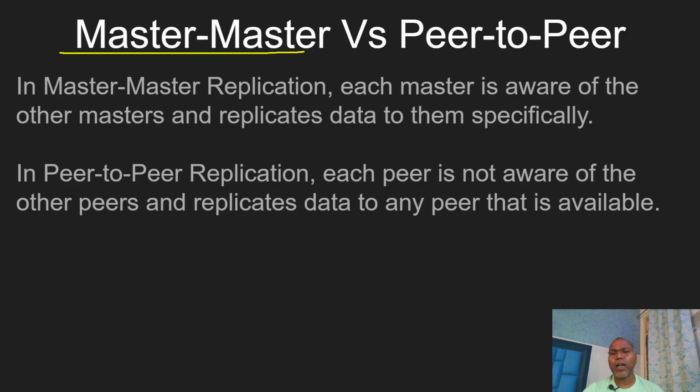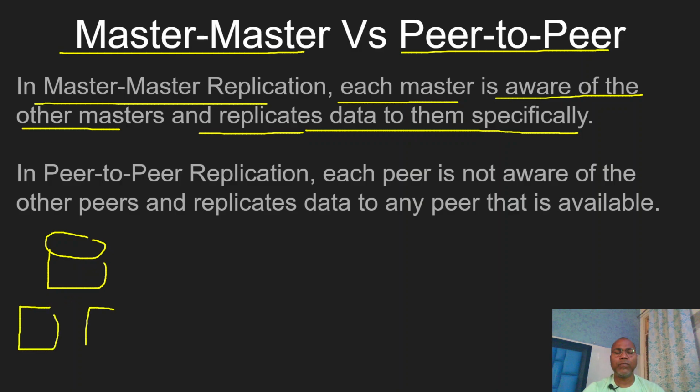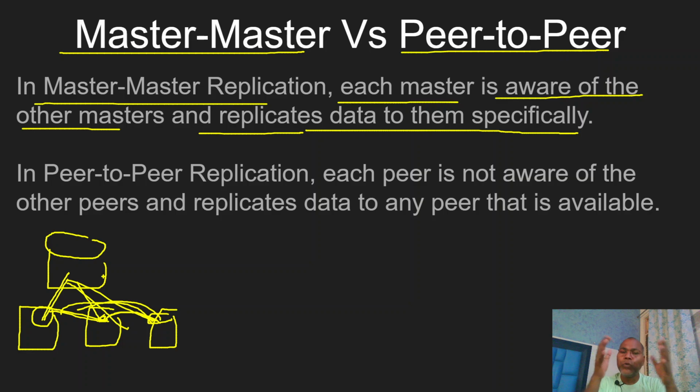Master to master and peer to peer. In master-to-master replication, each master is aware of the other masters and replicates data to them specifically. So here in this design, say this is one master, and correspondingly we have 3-4 other masters. All are masters. This master knows these are my 3 masters I have to replicate to. Similarly, this master knows I have 3 replica masters, and this one also knows its 3 replica masters. If I receive data, I have to replicate here, here, and here. So each master knows how many masters it has to replicate its copy to. This is how it works inside master-to-master.